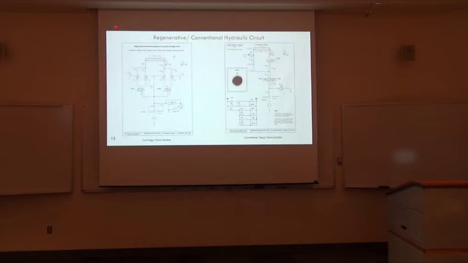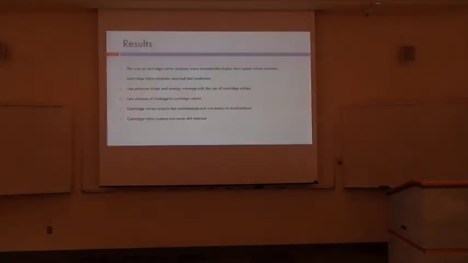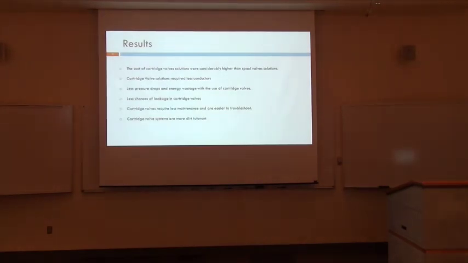For regenerative, it goes pretty quickly, but once it reaches the workpiece, it goes conventional. It's a lot slower, but it gives more force, which is what we want. So this is the cartridge valve solution, and then this is the conventional spool valve solution. They both do the same thing, but one could be better than the other, depending on the application. So these are the results that we found out.